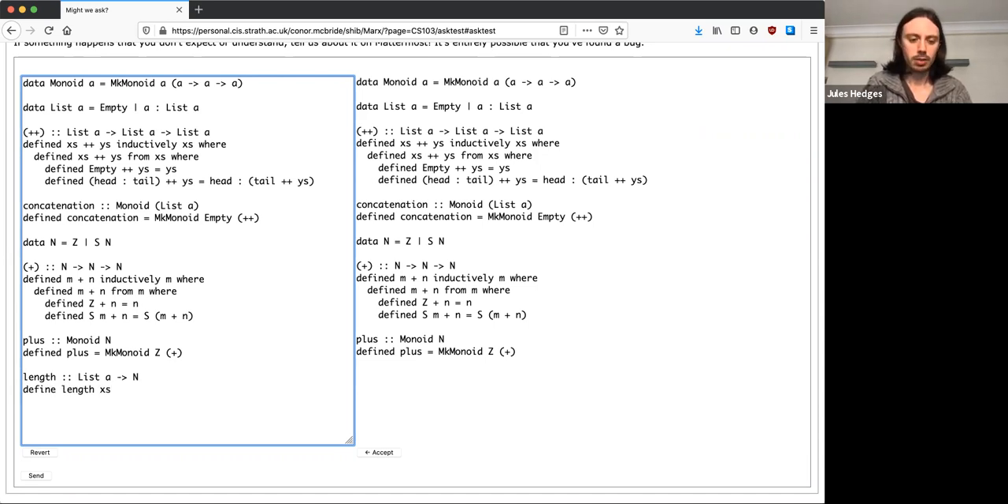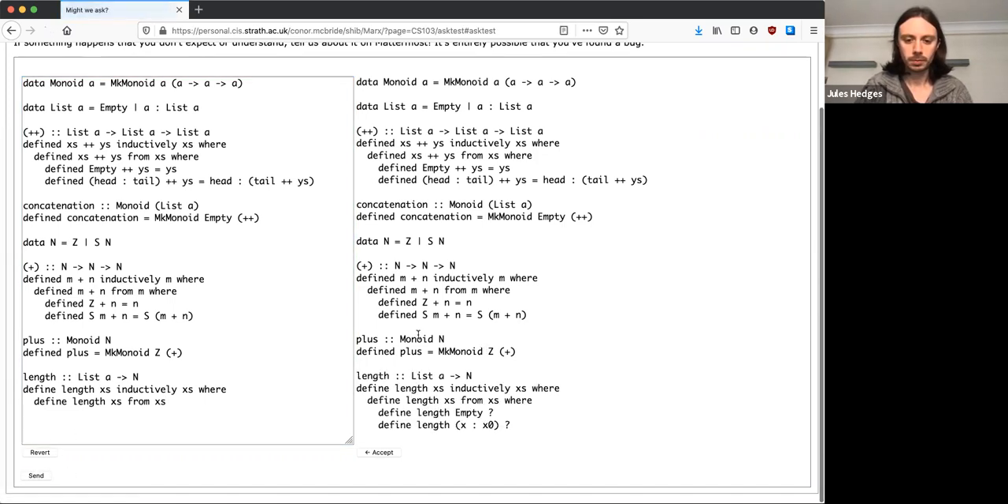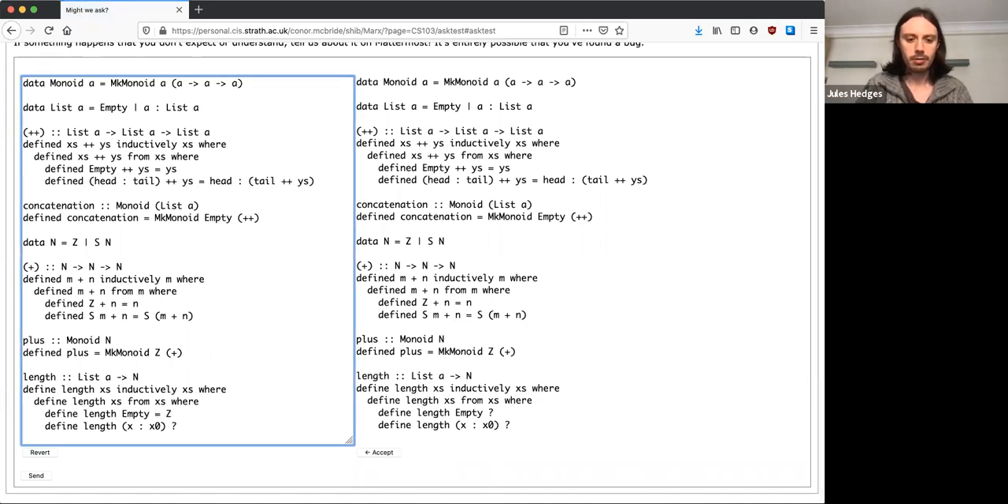This is a fairly straightforward recursive function. I can say inductively on xs, then from xs, and then I can say that the length of the empty list is 0, and the length of head cons tail is 1 plus the length of tail. So in other words, the successor of the length of tail.